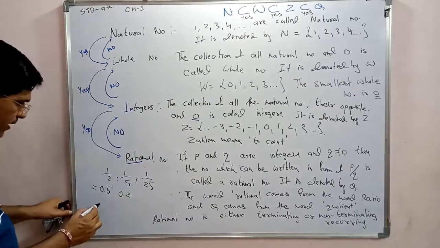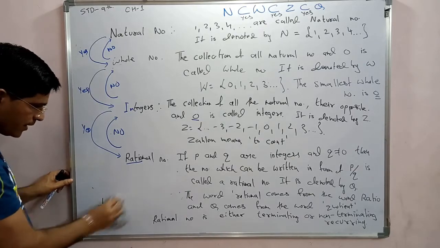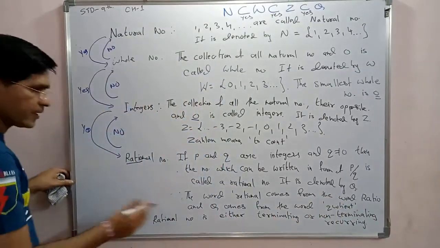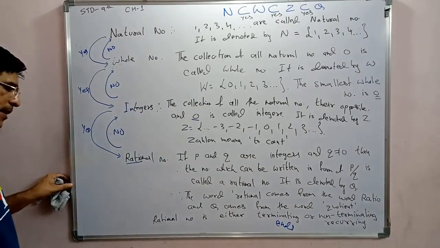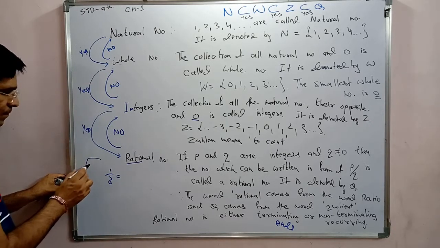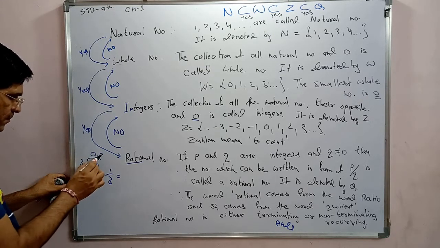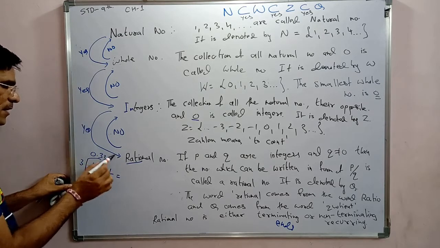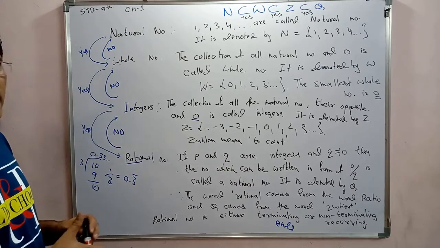Now 1 by 3. If I write 1 by 3, then it is called non-terminating recurring number. Terminating means end. One of the best words is end. A number which has an end, we can say terminating. Now 1 by 3, it is not possible that it has an end. If you divide, it should be continuous: 3, 3, 3, 3, continuous. So we can say 0.3 bar.